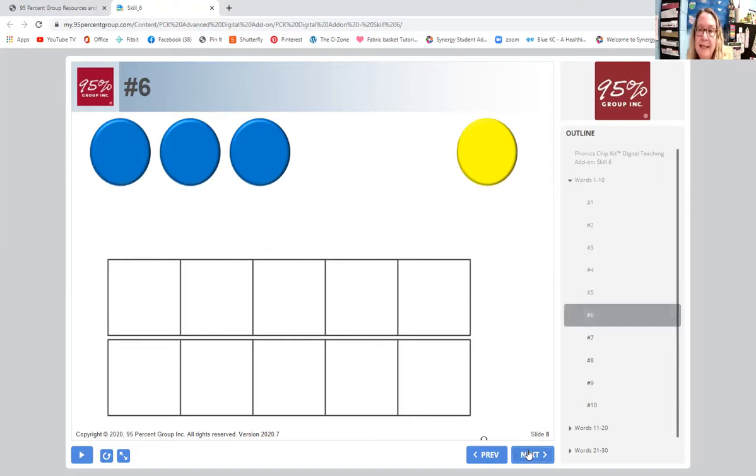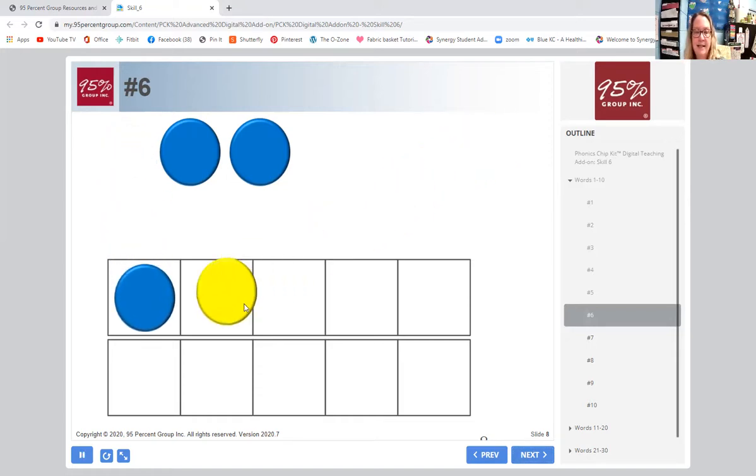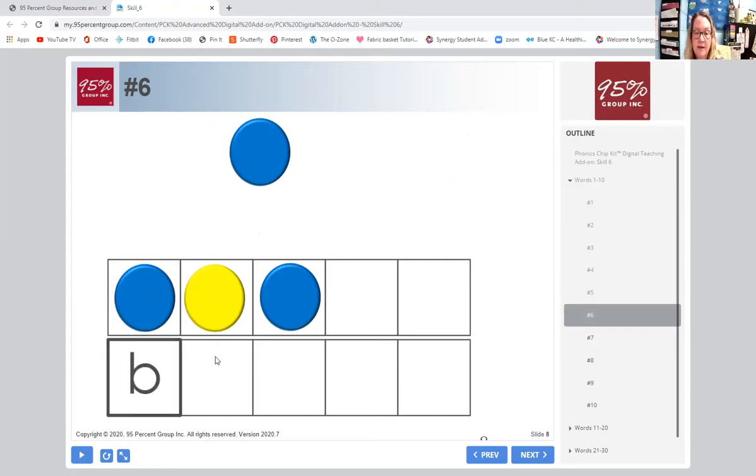Our next word is beat. Stretch it with me. B, eat. Ready? Let's bring down our chips. B, eat. Ready? Stretch it out again. B, write your letter. E. Let's check. Should have a B, the double E, and the T.